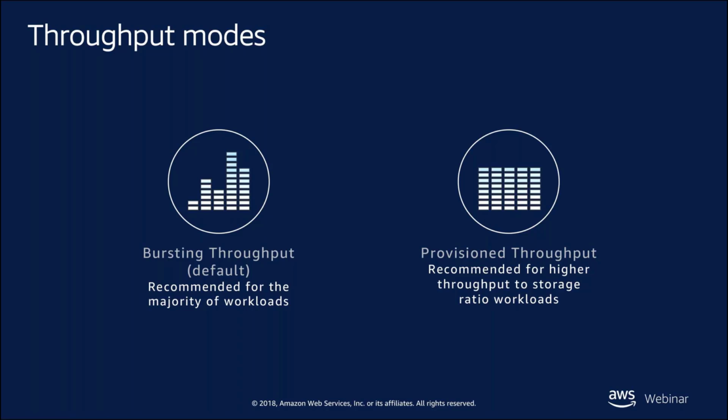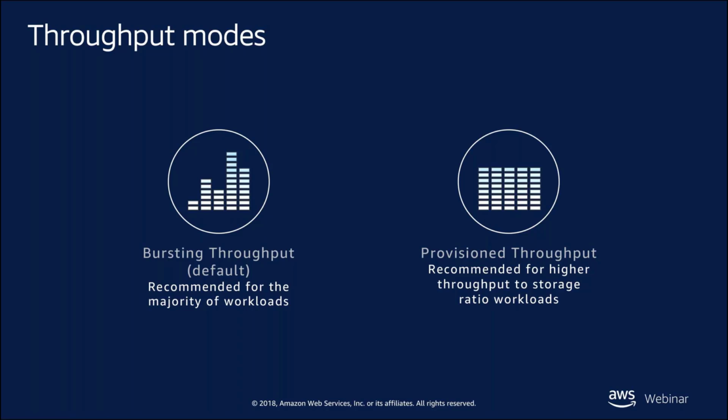So this could be useful when you're ingesting a lot of data into your file system, when you need high levels of throughput, but your file system is still very small. Or you may have a workload that is throughput sensitive, meaning the amount of data you have is relatively small, but you need high levels of throughput, and the throughput to storage ratio that you require isn't satisfied with the bursting throughput mode. So you would want to use the provisioned throughput mode.